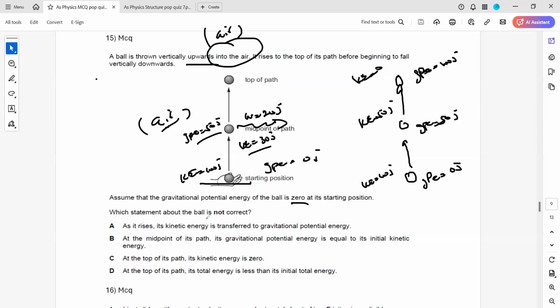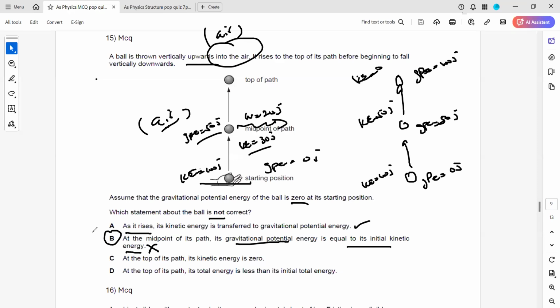So which statement about the ball is not correct? As it rises, the kinetic energy is transferred to gravitational potential energy. As you can see, this is a true statement. Yes, the kinetic energy changes to gravitational. At the midpoint of its path, the gravitational potential energy is equal to kinetic energy. No. Why no? Because some of the energy is lost to the surroundings. So the GPE will not be equal to KE.